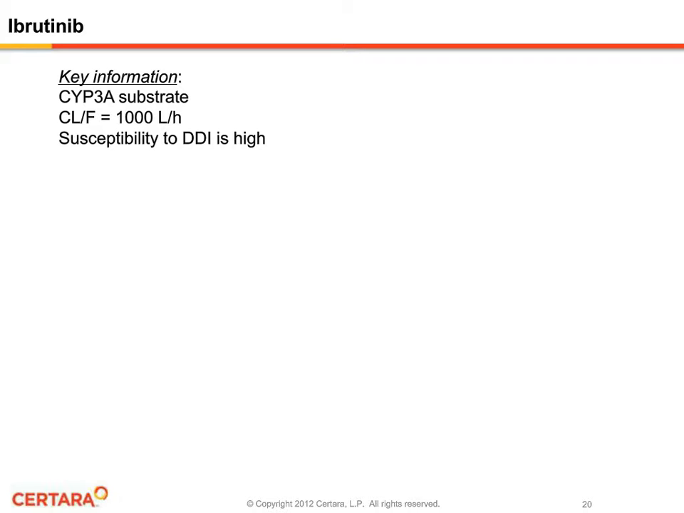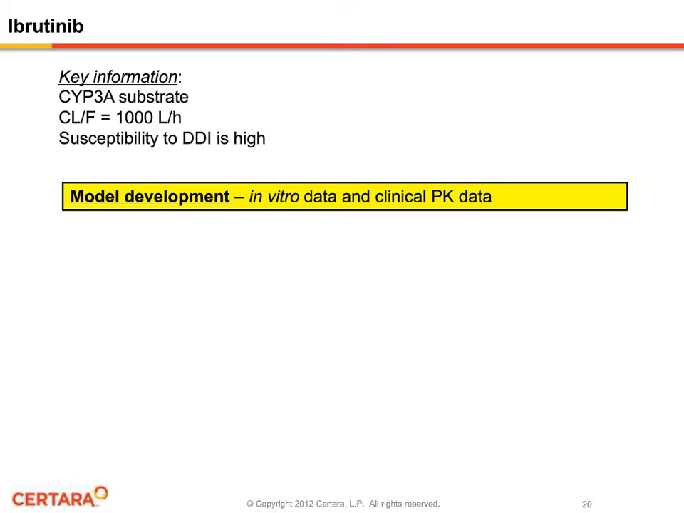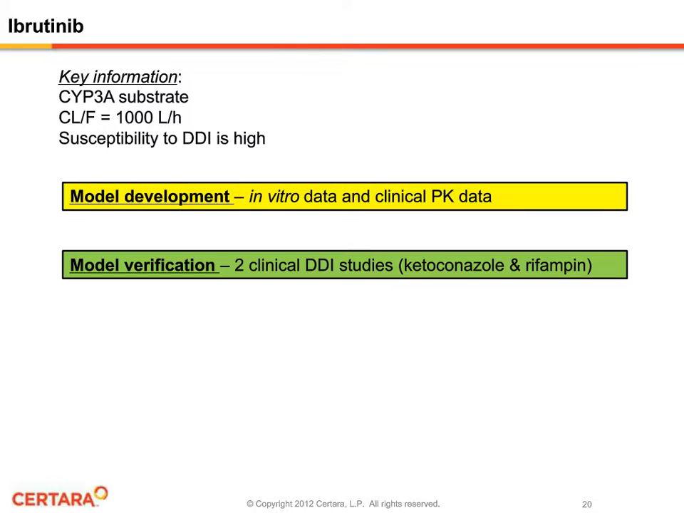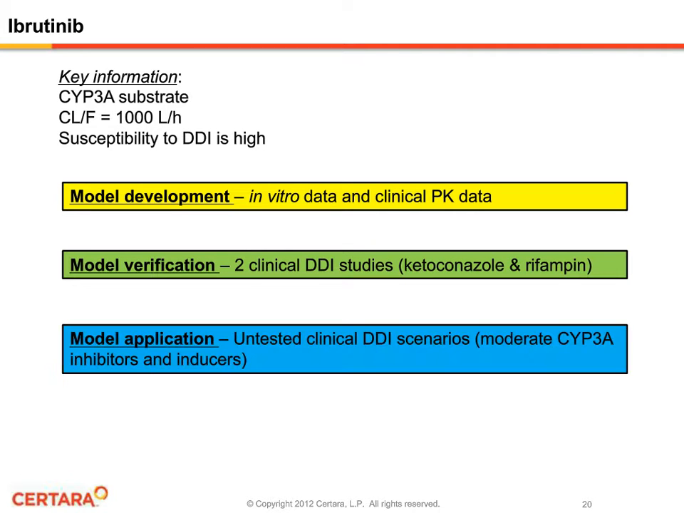It's got a high clearance, and therefore, just even looking at that, we know that the susceptibility to drug-drug interaction is high, even before you actually go on and have a look at the DDIs. So again, in terms of the model development, we have the in vitro data that was collated, and also the clinical data. And then a model was developed based on those actual data, and this is the actual strategy that was presented in the review. And then, of course, the model was verified using 2 clinical DDI studies, Ketoconazole and rifampin. And then, of course, it was applied to untested scenarios, in that case, moderate CYP3A4 inhibitors and inducers.